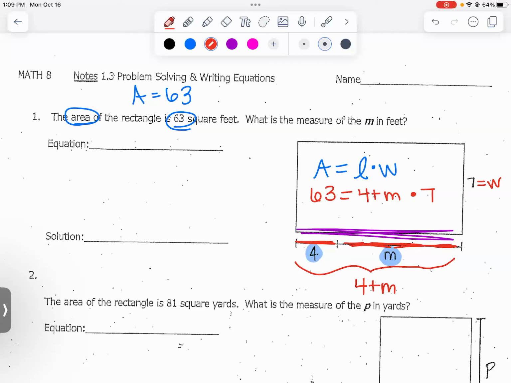If I'm multiplying length and width, my length is 4 plus M and my width is 7. What does 4 plus M need? You have to add the 1. All of it is being multiplied to 7. It needs parentheses.